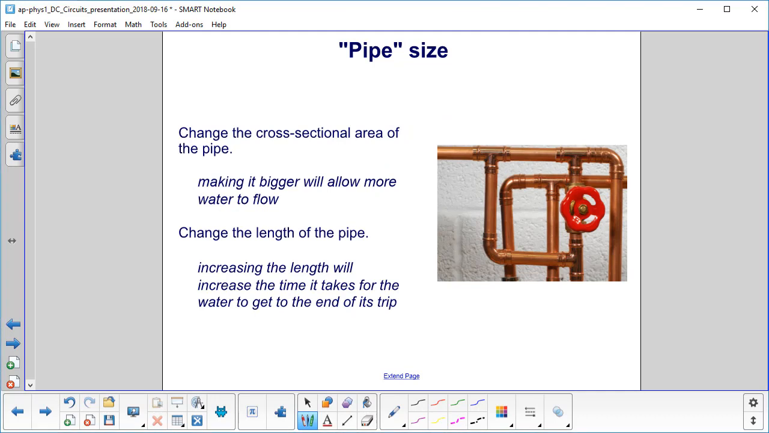Well, we can do a couple of things. We can change the cross-sectional area of the pipe. If we make the cross-sectional area bigger, there's more room for water to flow, so that will decrease its resistance. We can also change the length of the pipe. If we increase the length, that will increase the time it takes for the water to get to the end of its trip.